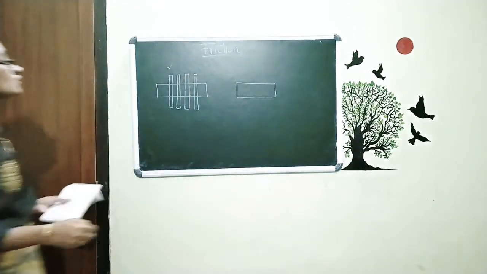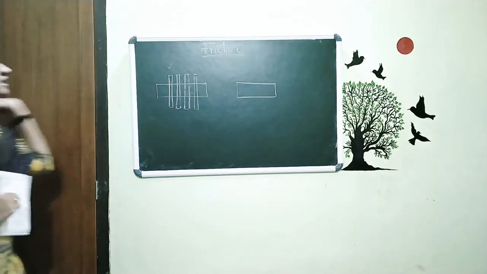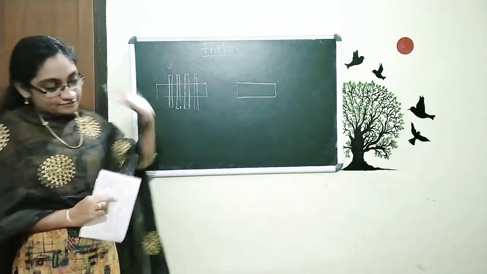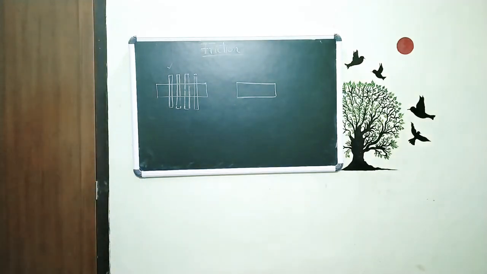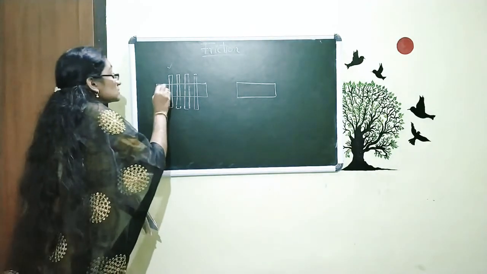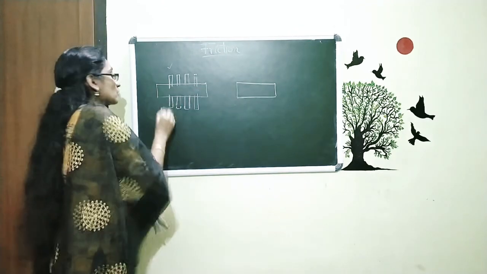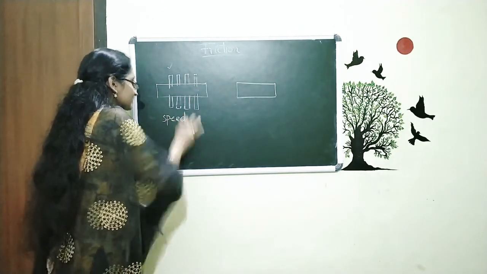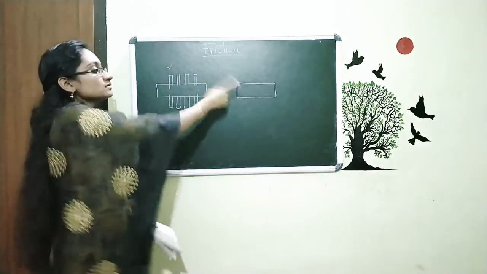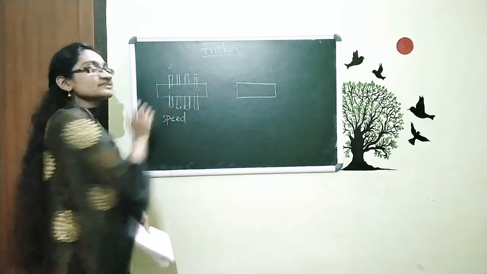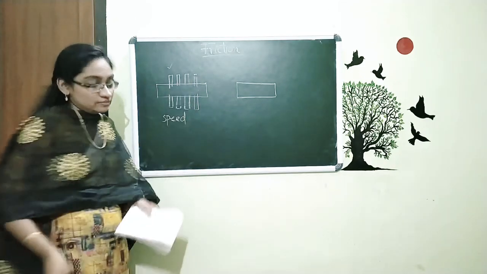So this is also one of the examples showing that rolling friction is less than sliding friction. And also the speed of the object is more than that, because there are these pencils and the rolling occurs.